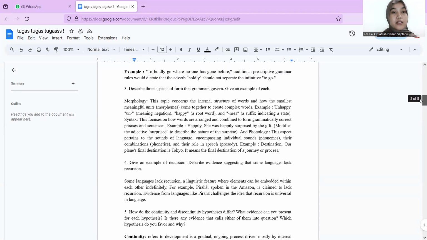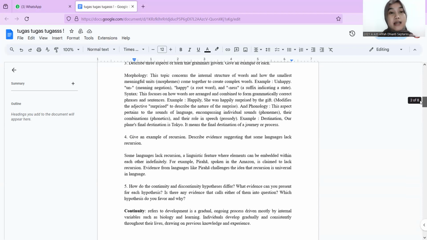Okay. Third question is, describe three aspects of form that grammars govern. Give an example of each. Okay, so our answer is morphology. This topic concerns the internal structure of words and how the smallest meaningful units or morphemes come together to create complex words. For example, unhappiness. Un means negation, happy is the root word, and ness is a suffix indicating a state.